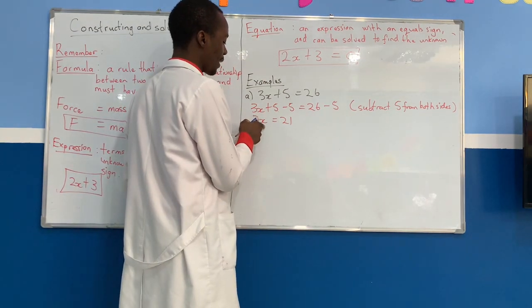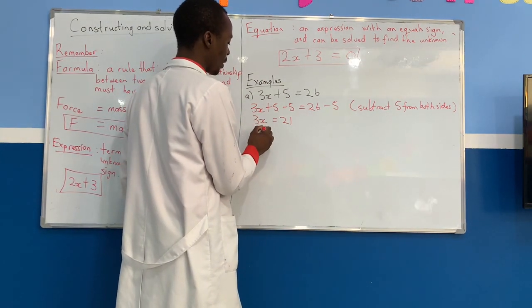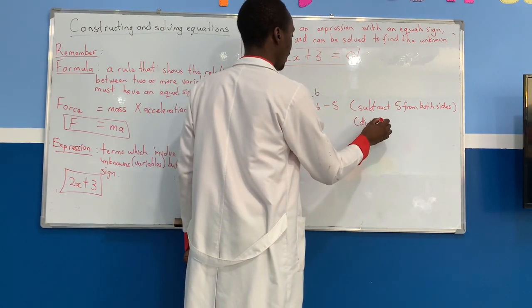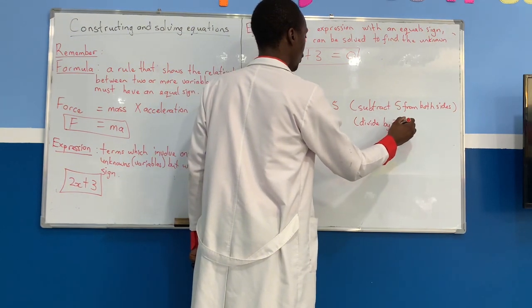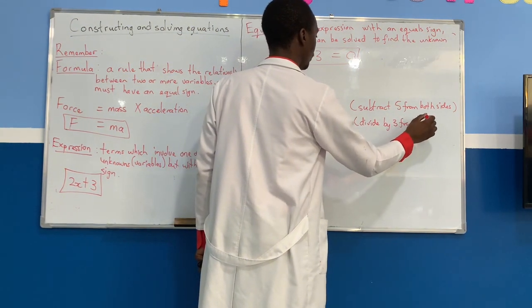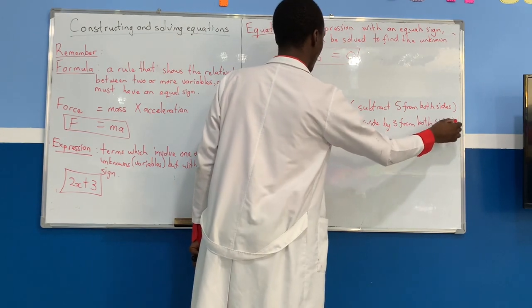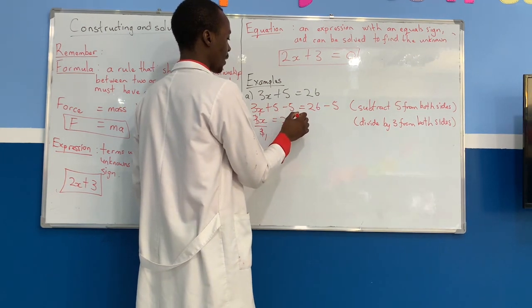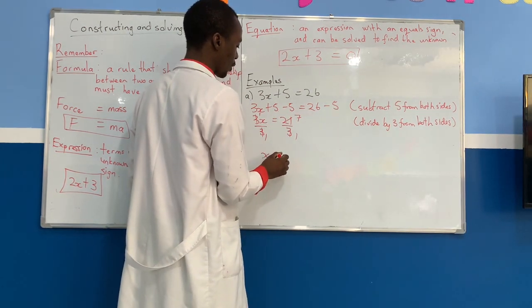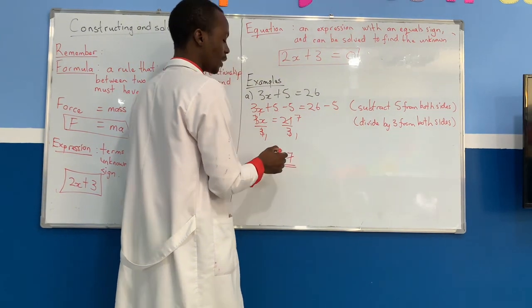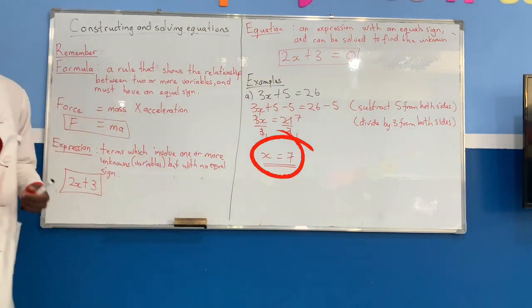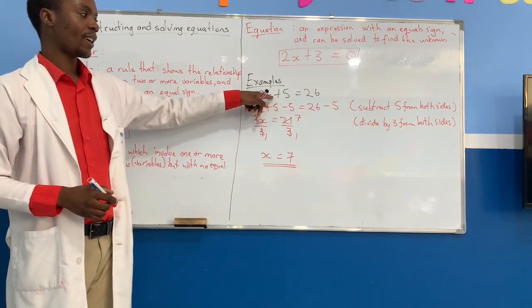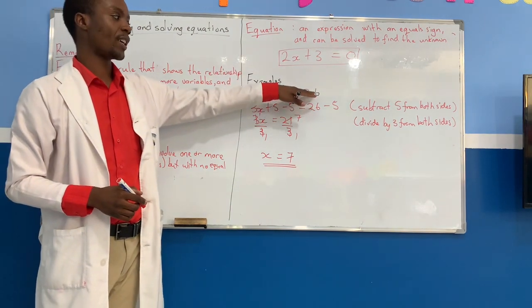Since the coefficient of x is 3, we're going to divide both sides by 3. 21 divided by 3 is 7. So x is equals to 7. This is the solution for the problem. What it means is if we substitute this x into this equation, the left hand side will be equal to the right hand side.